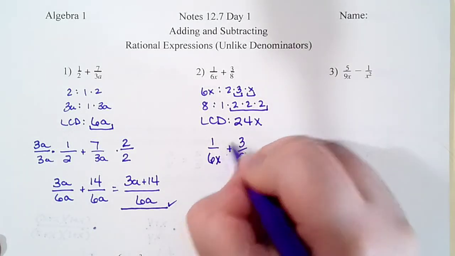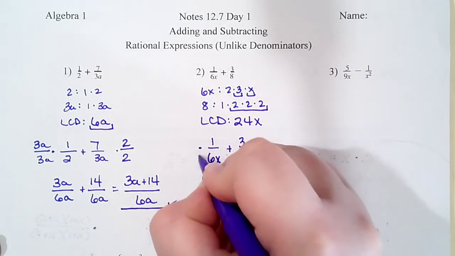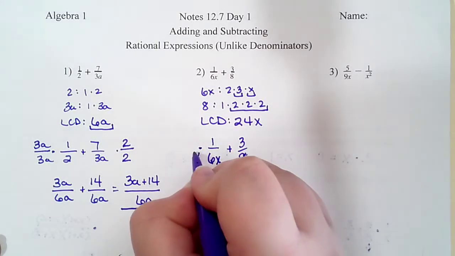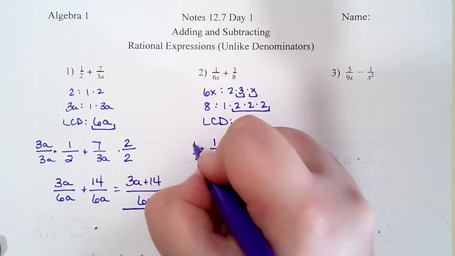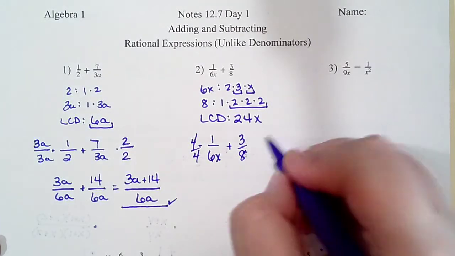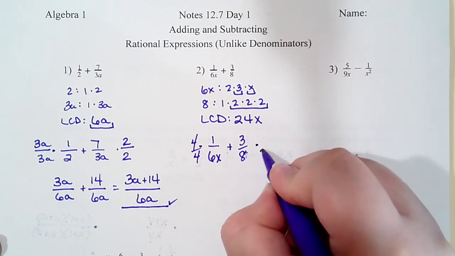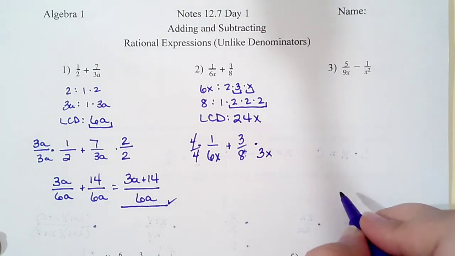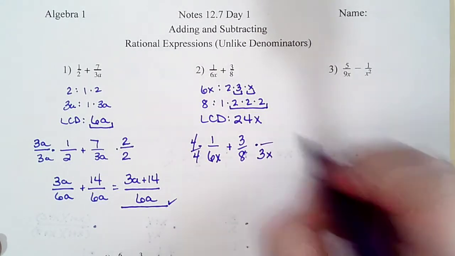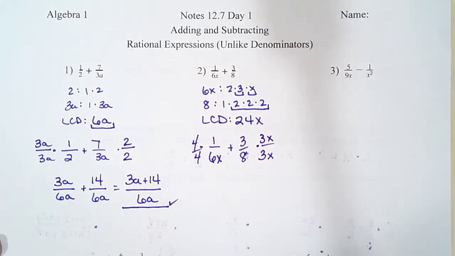How do we make 6x become 24x? We multiply it by 4. But whatever we do to the bottom, we do to the top. Same thing over here. How do we go from 8 to 24x? Well, we have to multiply by 3x. But again, whatever we do on the bottom, do on the top.